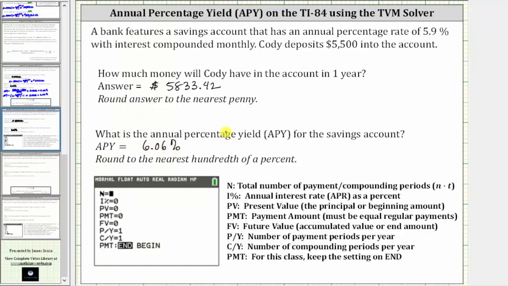Which means after 1 year, an account that pays 6.06% simple interest would yield the same return as the given account that pays 5.9% interest compounded monthly.